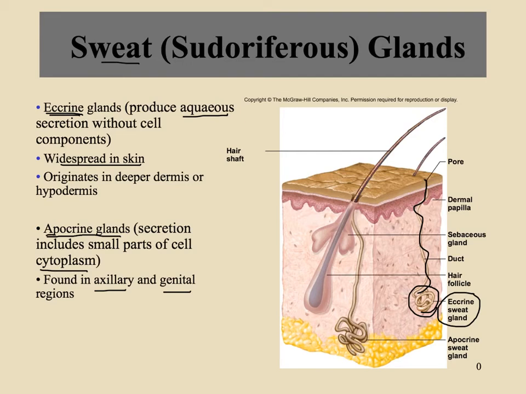These are not necessarily secreting when we are sweaty, even though we tend to think about our armpits coming out then, but actually there are other things that trigger the apocrine glands to secrete, stress being a big one, or sexual arousal, and so it's not just thermoregulation. The eccrine glands are thermoregulation.